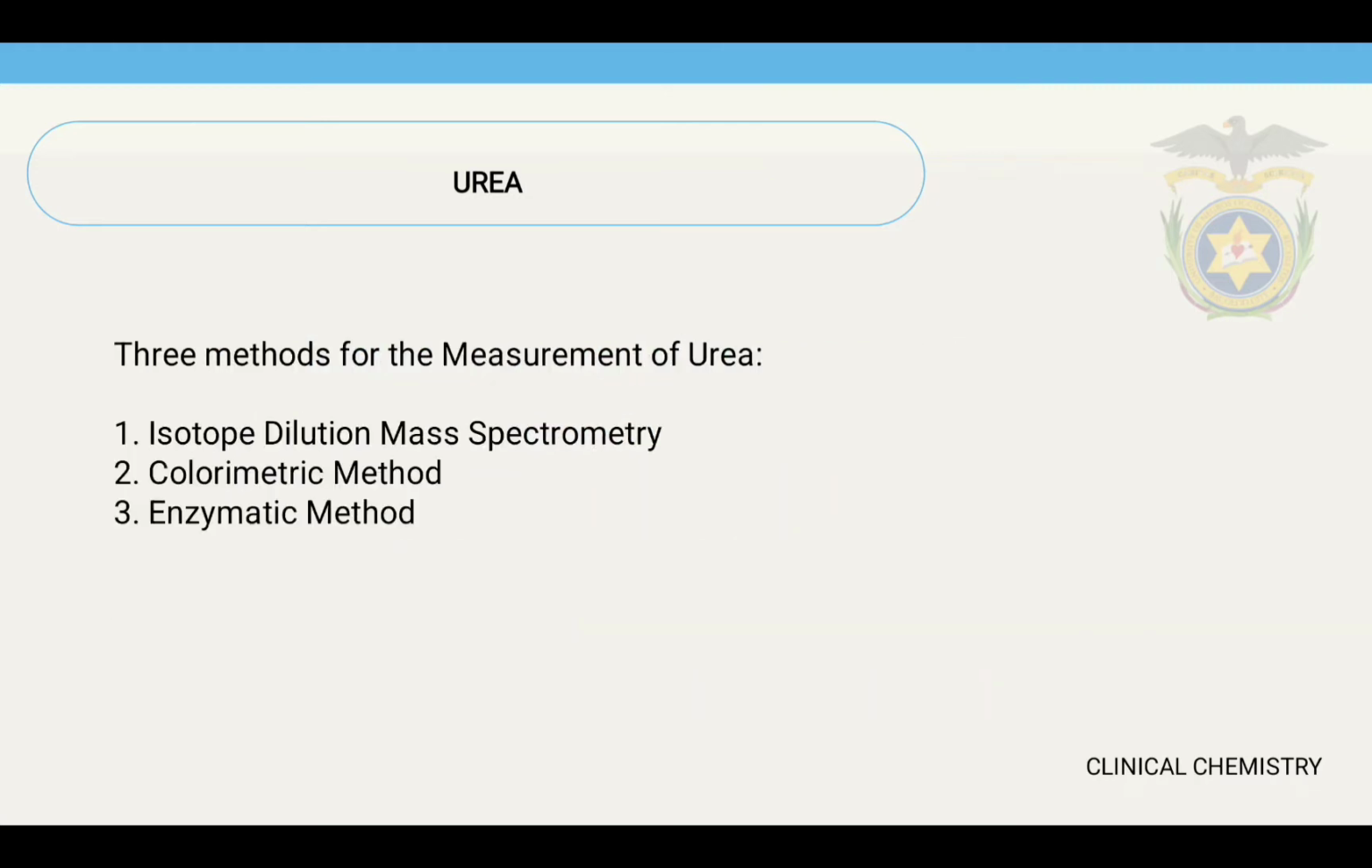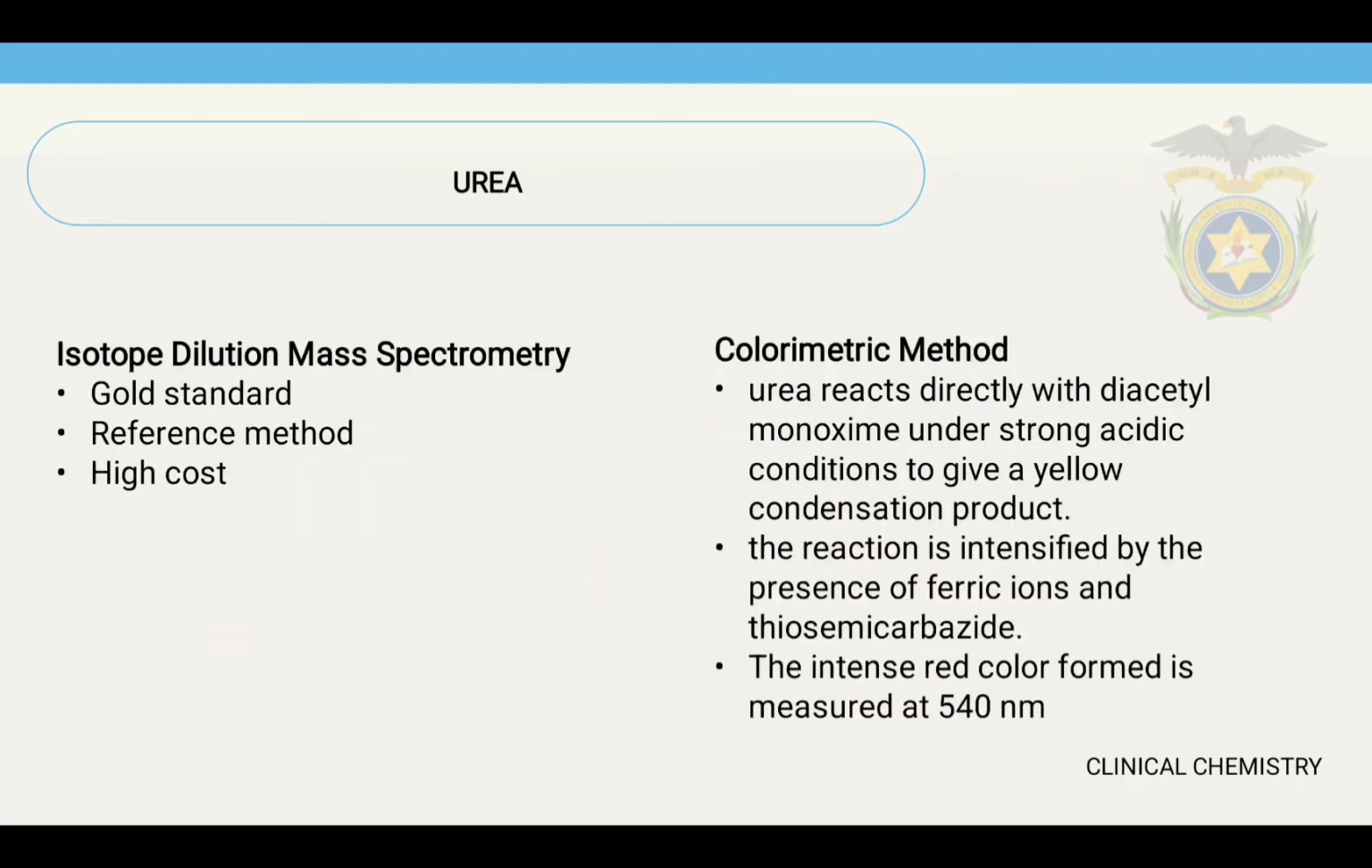There are three main methods for the measurement of urea. First is your isotope dilution mass spectrometry, your colorimetric method, and then your enzymatic method. Your IDMS is considered to be the gold standard and the reference method for the measurement of your urea. However, it comes with the downside of having high costs.